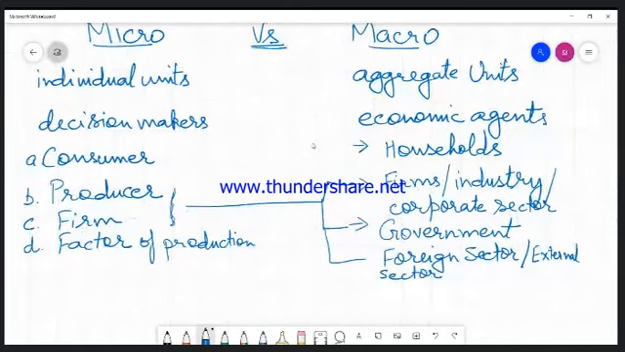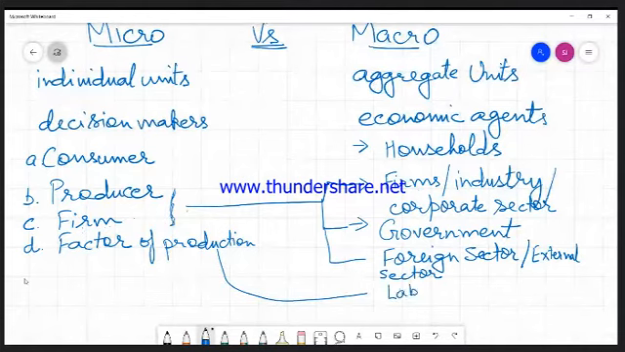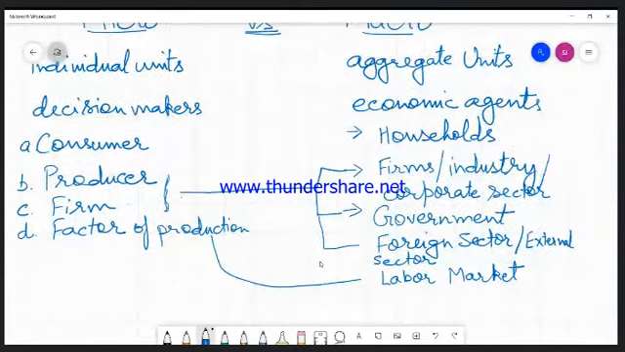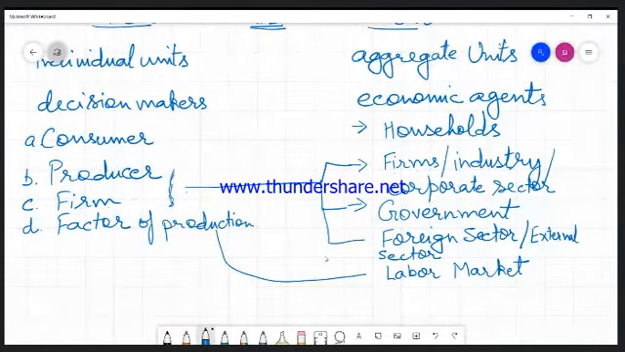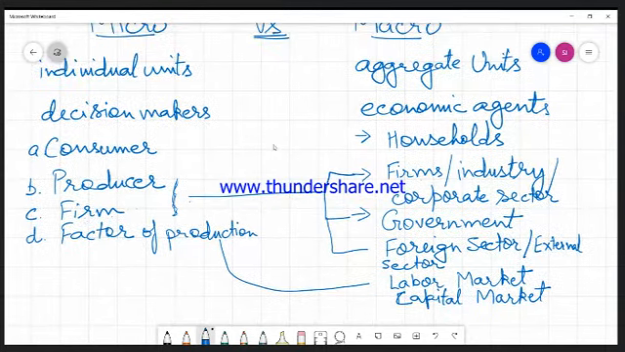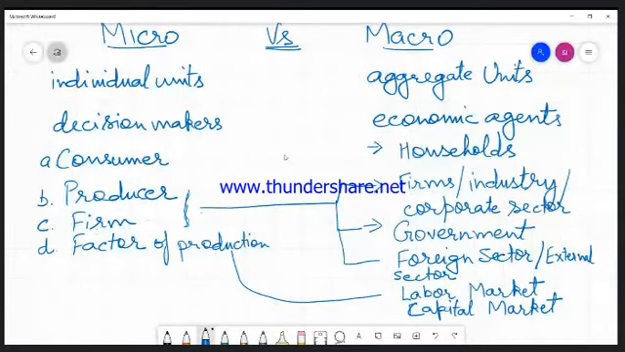Okay, now when you are talking about factors of production, you will be talking about labor market. Now this is the total labor market. You are not talking about individual labor units. You are not talking about one single market, but you are talking about the complete labor market. Or you will be talking about capital market. Okay, so that's how you will try to differentiate.